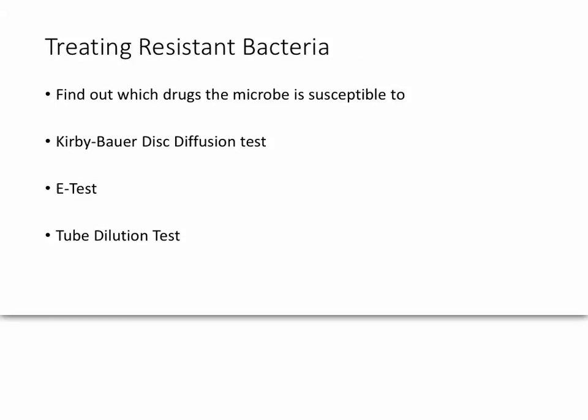So how do we treat bacteria that have become resistant? The first thing is we find out what the microbe is susceptible to. Every microbe is going to be at least susceptible to one drug or another, with only very, very few exceptions. There are 3 basic tests to find out what a microbe is susceptible to. The very earliest of these, and probably not used at all anymore, is called the Kirby Bauer disc diffusion test. We're going to go over it just so you have a little historical background. But then there's also the E-test, which is semi-rapid, and then there's the tube dilution test, which takes a little bit more time, but it's the most accurate.